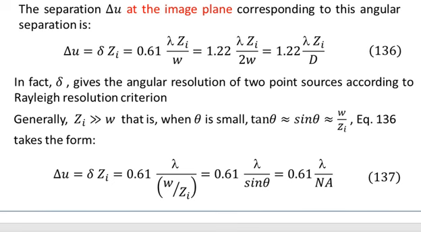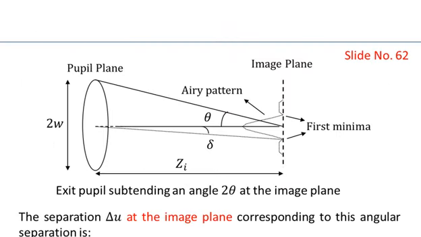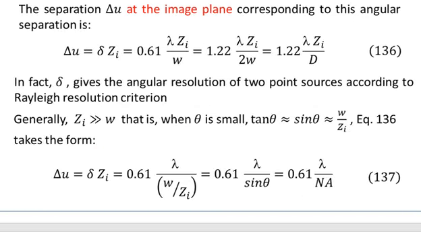Generally zi is much greater than w. In our optical systems, zi, which is the distance of the image plane from the exit pupil, is usually much greater in comparison with the size of the exit pupil. So generally zi is much greater than w. That is, when theta is small, tan theta is approximately equal to theta, and sin theta is approximately equal to w over zi.